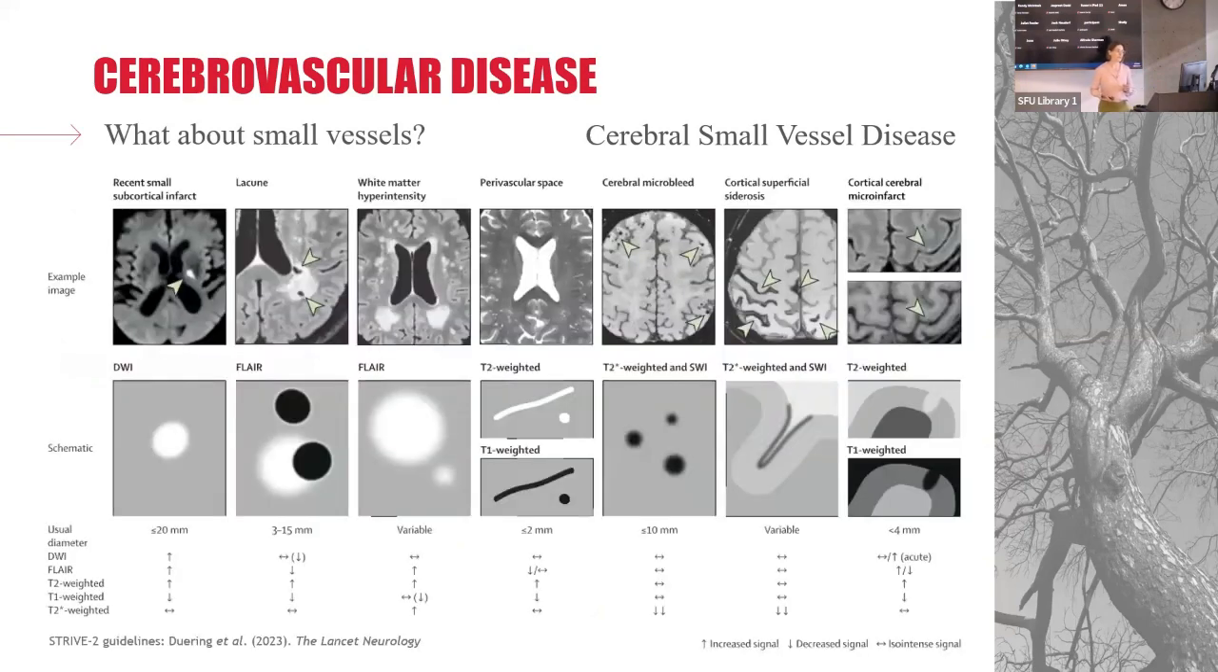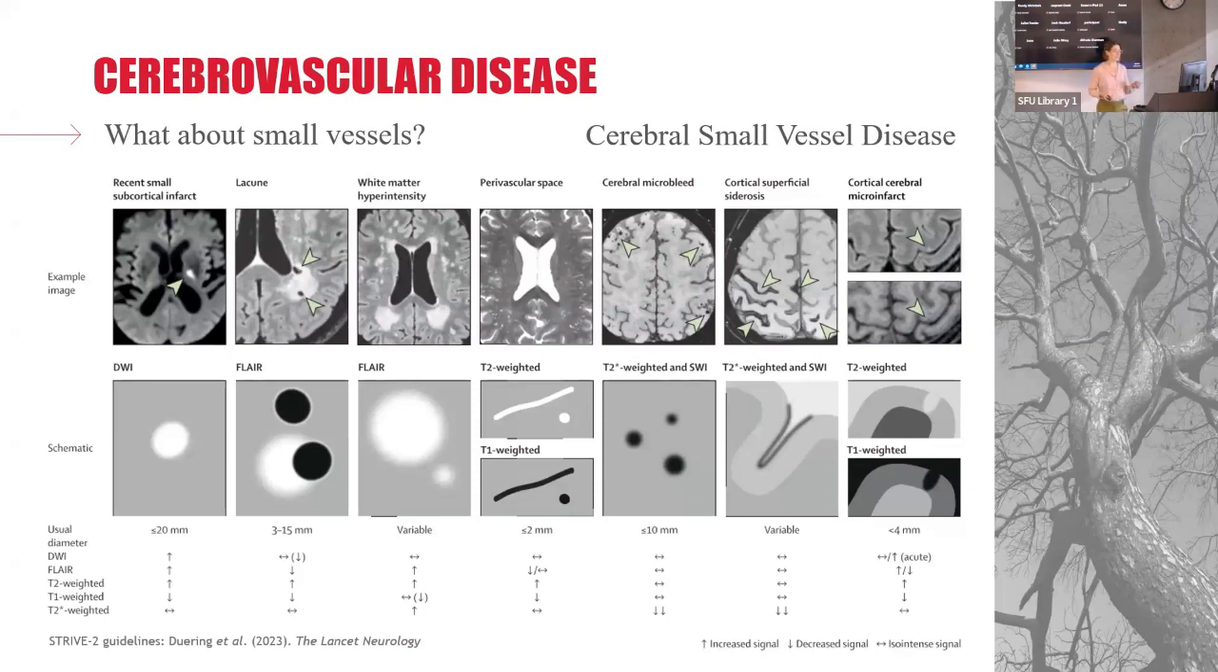So showing here just a range of the subtypes of cerebral small vessel disease. These are guidelines from the recent STRIVE-2 updated criteria for classification of cerebral small vessel disease. There's a lot to look at here, but essentially the idea is to give you an overview of the many different forms of small vessel pathology that are detectable.